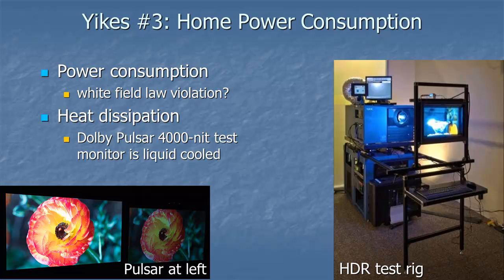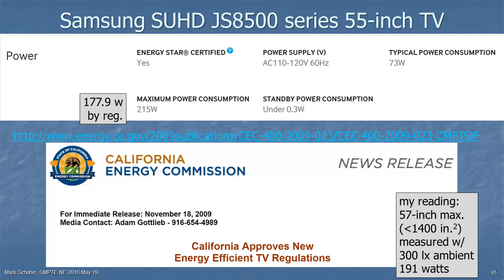So what about white field? What happens if you do a white field? Well, here's a Samsung TV that says it's a HDR TV, and typical power consumption, 73 watts, terrific for a 55-inch TV. Maximum power consumption, 215 watts. Now, I looked up the California regulation, and if it was for HDR, this would be violating the regulation. The regulation would say it has to be less than 178 watts. But the way that they measure is not yet designed for HDR, so that's why they can probably sell that.